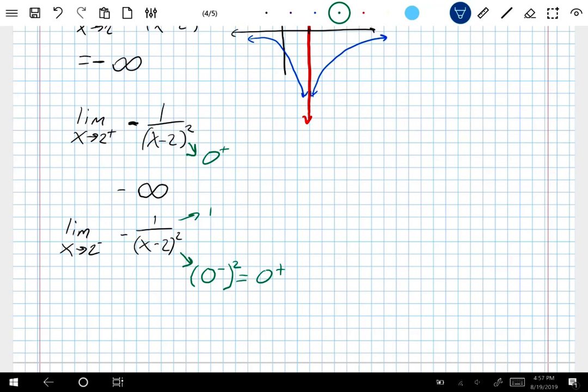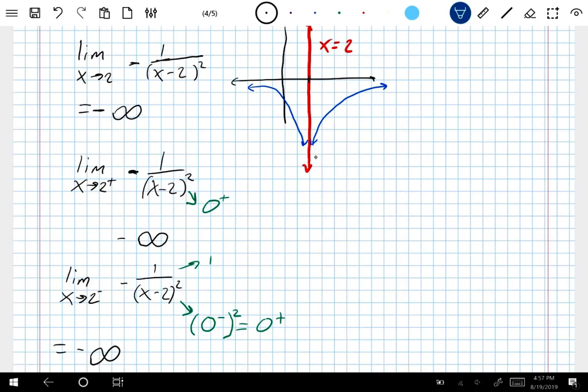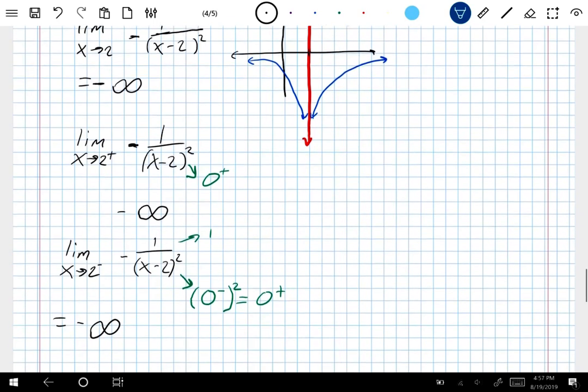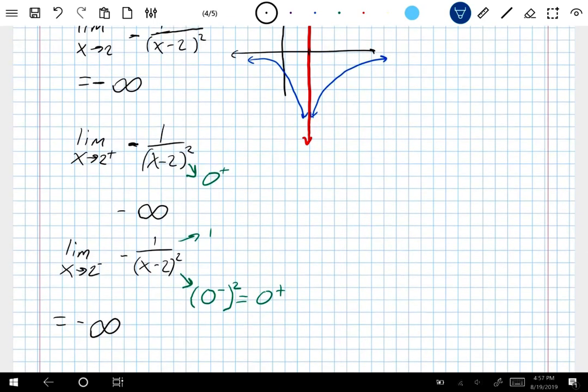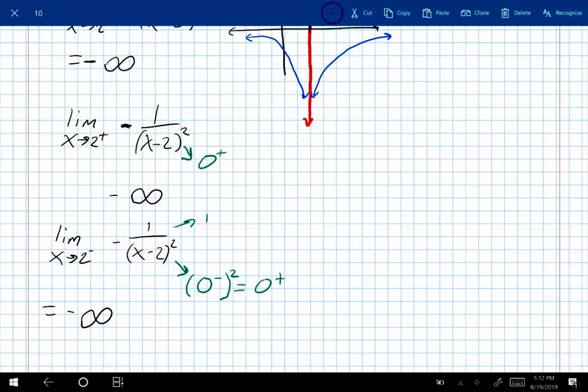But this minus sign out here is going to hang out, and I'm going to get another negative infinity. And that's what we see up here. From the right, I get negative infinity. From the left, I get negative infinity. And that's the right way to think about these asymptotes. I could talk about the left and the right, but in order for this limit to exist, again, the left and the right still have to agree.